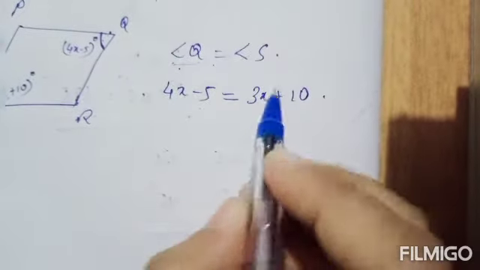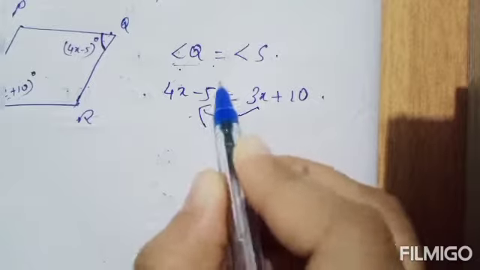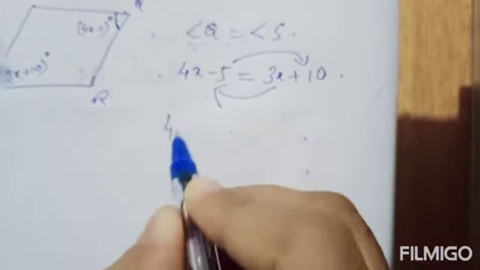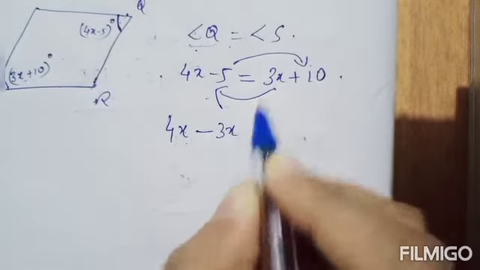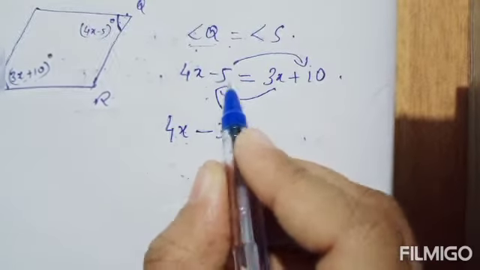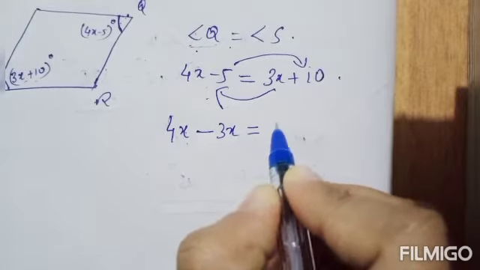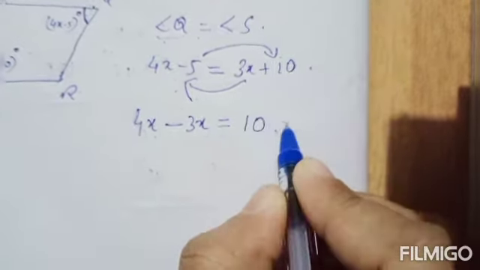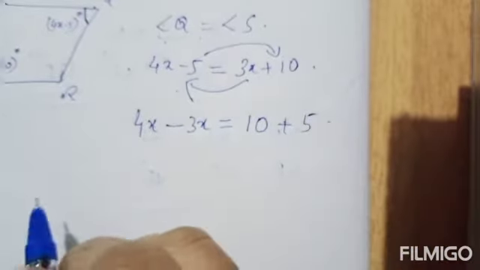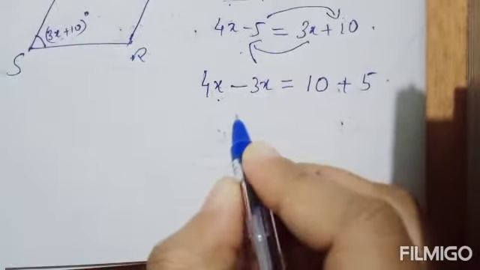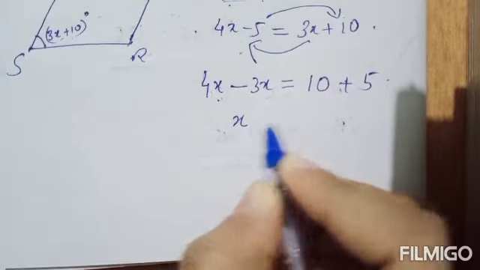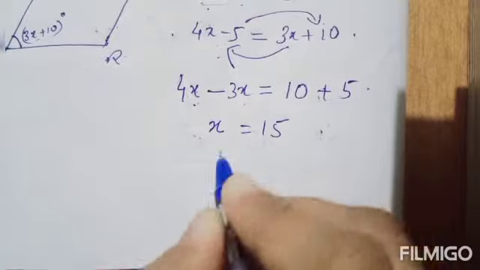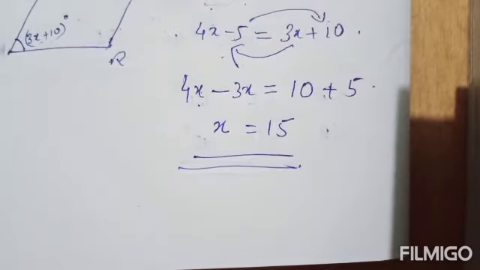Now 3x you can take to this side, and minus 5 you can take to the right side. So what will you get? 4x minus 3x, since 3x on taking to this side becomes minus 3x, equal to 10. This minus 5 you can take to the right side, so it will be plus 5. So 4x minus 3x is 1x, that is x. x equal to 10 plus 5, which is 15. So the x value we got is 15.